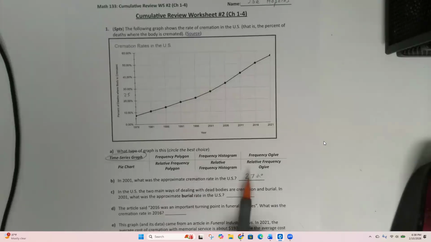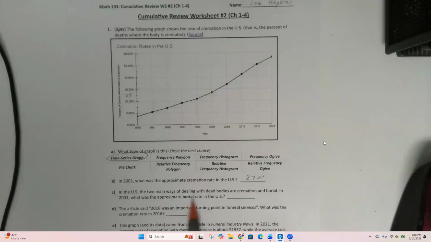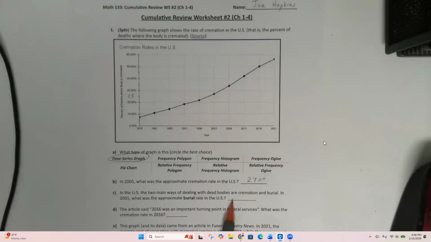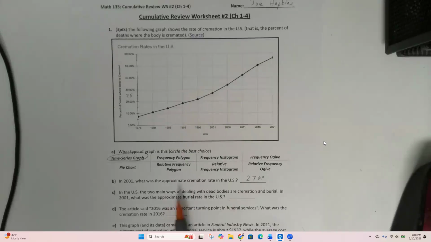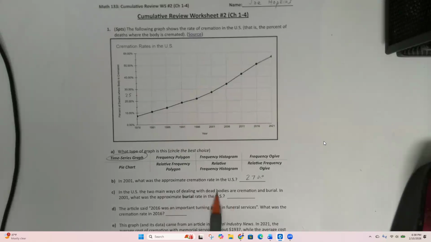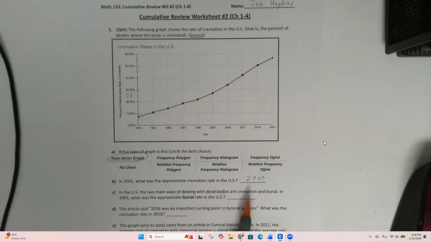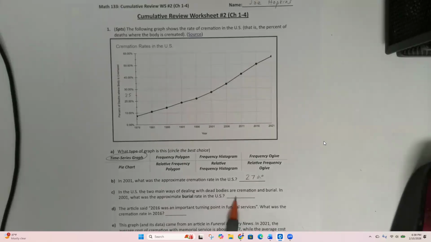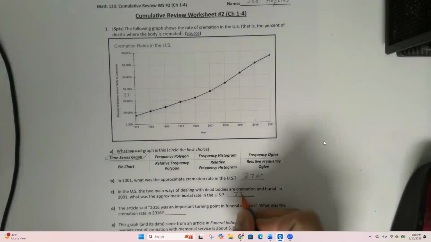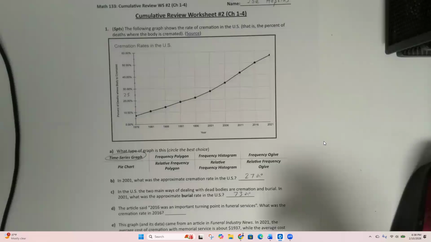So if the cremation rate was 27, what's the burial rate? And if we say there's two main ways, so if there were only two ways, cremation and burial, what would be our number here? 73. You got it, Nathan. Right? Because this adds up to 100%.